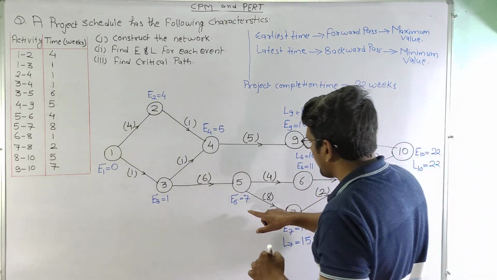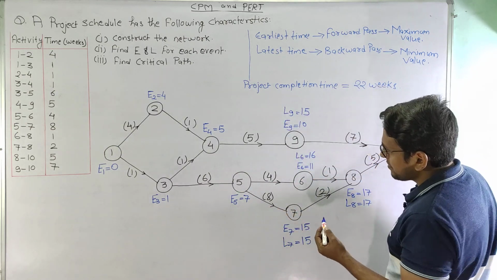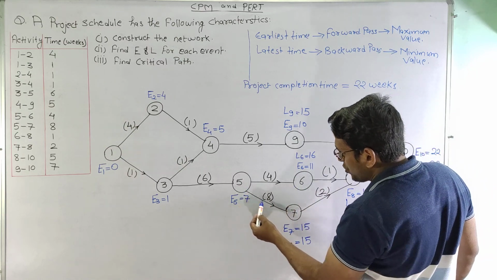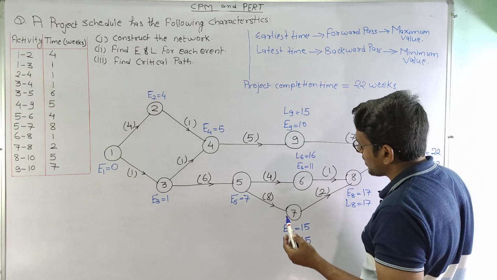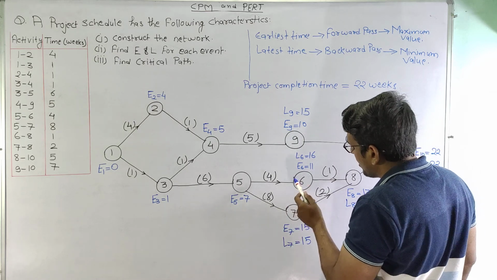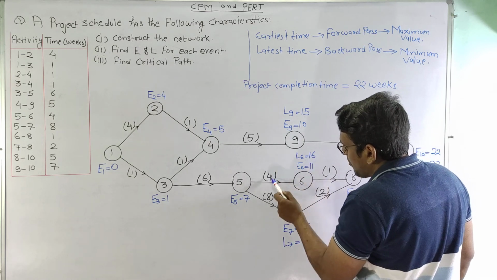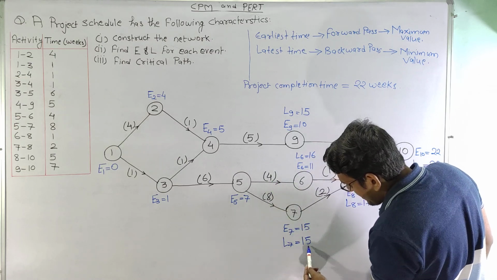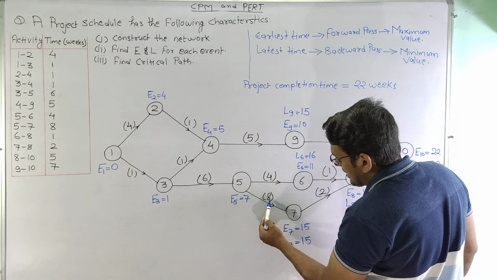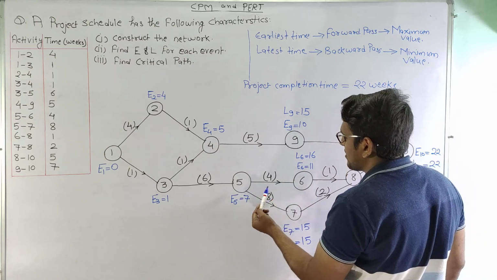Now moving on to node 5, we can see here that there are two outgoing arrows. So we will consider both the outgoing arrows. So let us see what are the values. This will be 16 minus 4. 16 minus 4 is 12, and for this it is 15 minus 8. 15 minus 8 is 7.